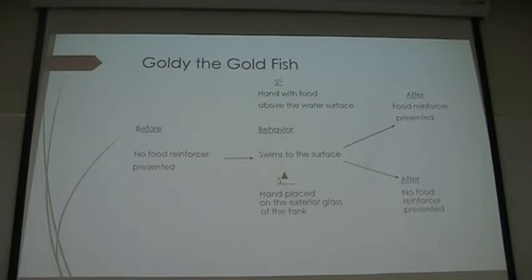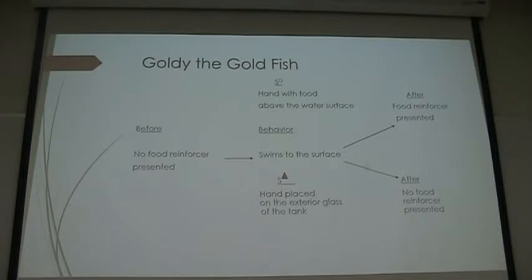Goldie the goldfish. Okay? So, let's practice the 5 rules because they're going to come home very soon in your mailbox. Whose behavior? What behavior? Swims to the surface. Contingent on swimming to the surface, what event is presented, removed, or stopped? We've got a reinforcer presented. We always want to look for the reinforcer first. Reinforcer is presented. Is there an SD? Yes, there is. Hand with food above the water surface. You put your hand with food above the surface of the water, and the goldfish swims to the top.